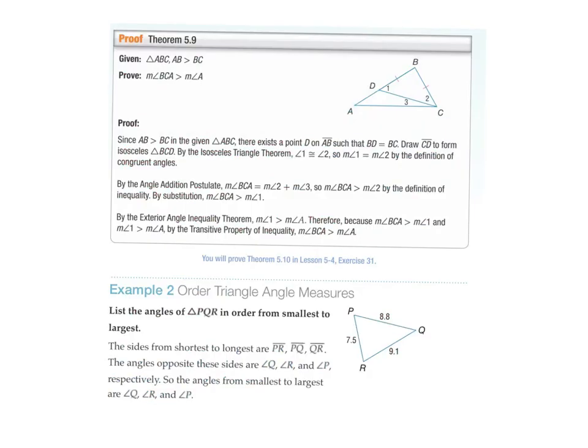Okay, example 2, listing angles. Okay, we've got this diagram here. Triangle PQR, you know that PR is the smallest side, which is 7.5, PQ 8.8, and finally QR is 9.1. And unless you're told otherwise, always do the smallest to the largest.